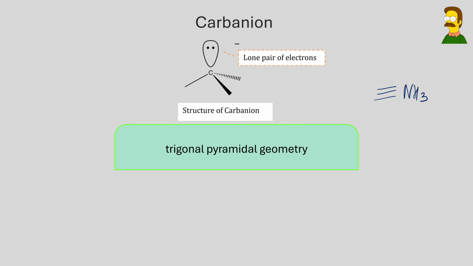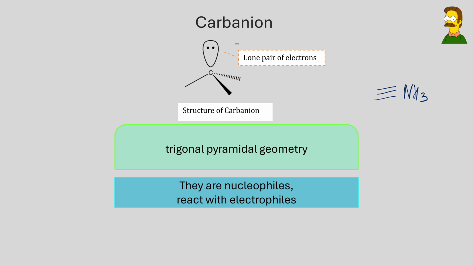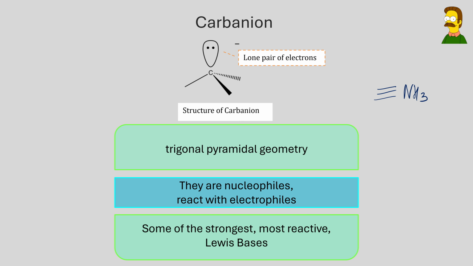They are nucleophiles. What does that mean? They like nuclei. Nuclei are positively charged, and the carbanion is negatively charged. They react with electrophiles. What's an electrophile? Something that likes electrons. You know all of this. And they're pretty strong Lewis bases, actually, and they're very reactive, because it's a short-lived species that doesn't naturally form.